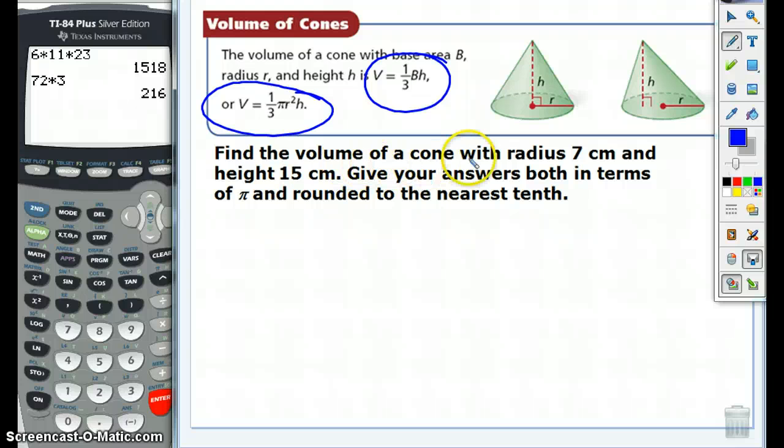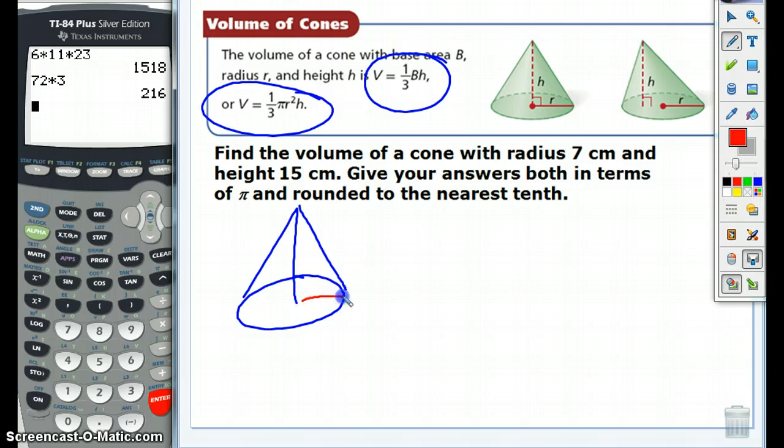Find the volume of a cone with a radius 7 centimeters and the height of 15 centimeters. Give your answer in both pi and round to the nearest tenth. We can do this. We draw in my cone. Stunning. Love that picture. The radius is 7 and the height is 15. Once again, that's the perpendicular height right here. And now let's go use the formula.